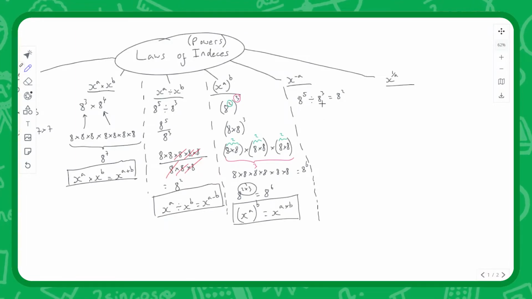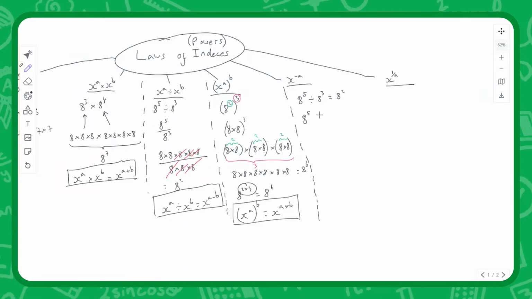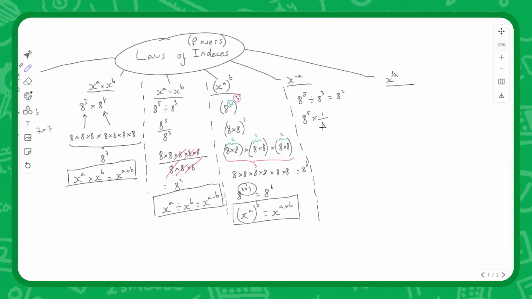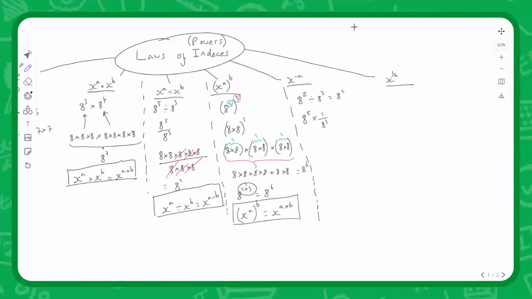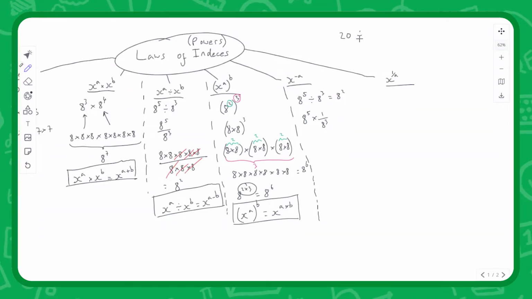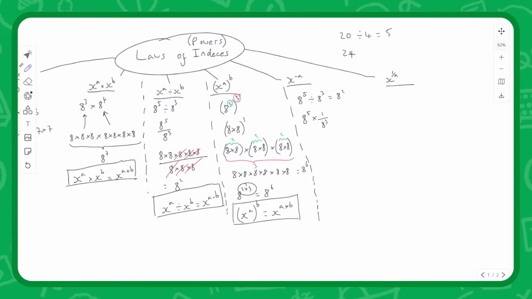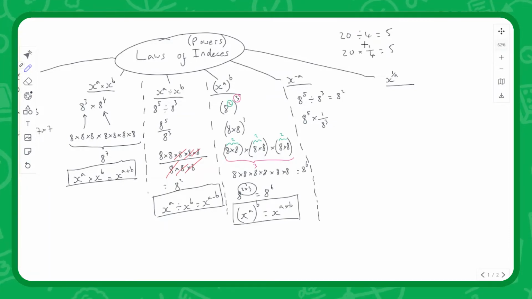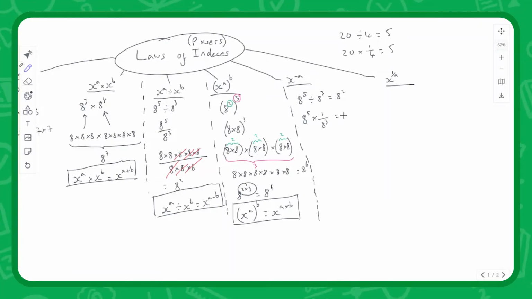And I could rewrite this as well in a slightly different way. Rather than dividing by 8 cubed, or 8 to the 3, I can times by 1 over 8 to the 3. And this isn't any different from what you're used to before. We could think of this as a nice little example. We can do, say, 20 divided by 4, and we get 5. Or we can think of this as 20 times 1 over 4. And again, we get 5. So that's all I'm doing here. I'm just rewriting this in a slightly different way.